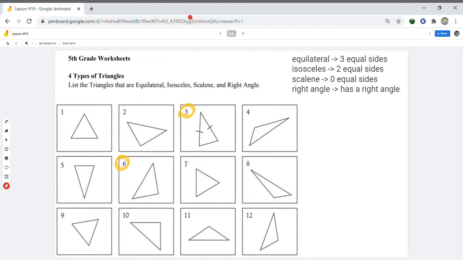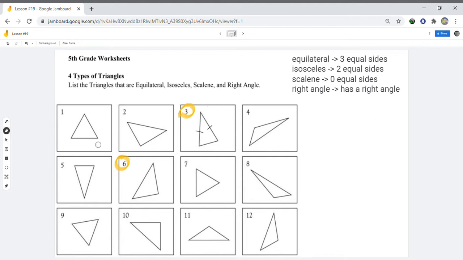So on the right side over here, I listed the key descriptions to identify which triangle belongs to which. So if you look over here, equilateral triangle is supposed to have 3 equal sides, which means all of the sides are equal to each other. Isosceles has 2 equal sides. Scalene has no equal sides, and right angle triangle is supposed to have a right angle, just one right angle.